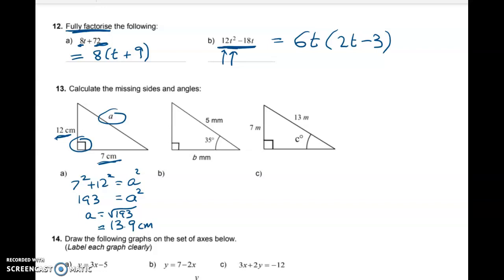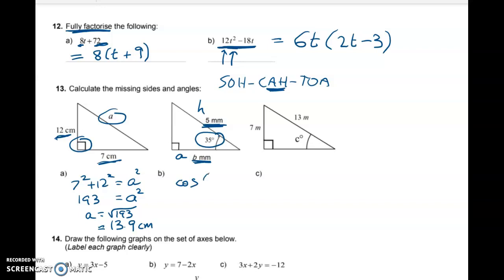In the next one, we have a trig question because we have an angle and we have one side given and we have to find the other one. So labelling to start with, the long side here is the hypotenuse, and B is the adjacent side. So we think about whether it's sine, cos, or tan. Which 2 sides are we linking? Well, we're linking A and H, so it's cos.